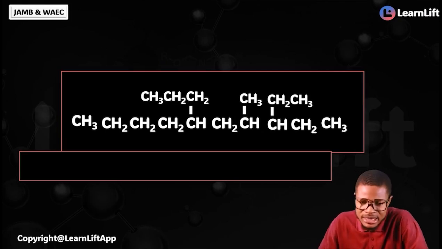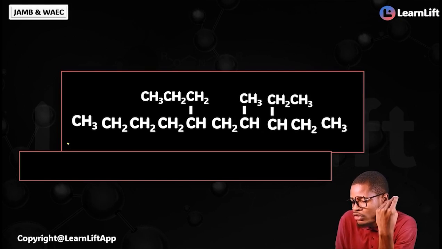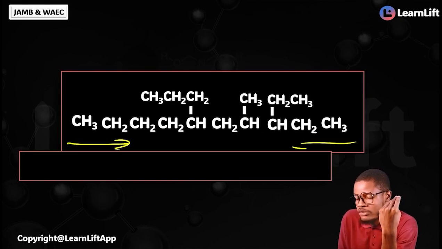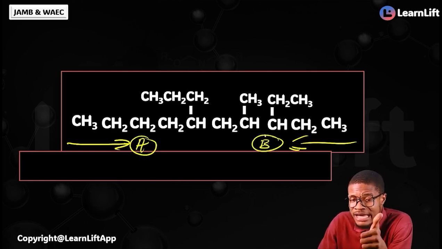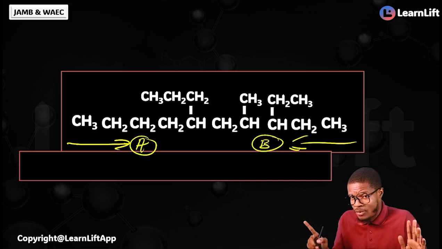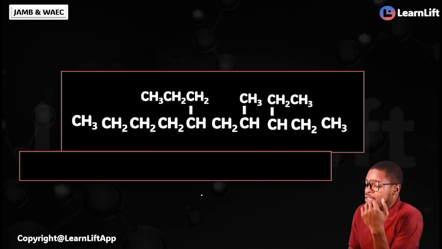How do we name it? It's very simple. Only you reason: where are we going to start numbering from? From here or from here? Count. Tell me, are we going to start numbering from A or from B? Which of them are we going to apply? Correct. We're going to start from B, not A. And you know the reason why, right? Because of substituents.